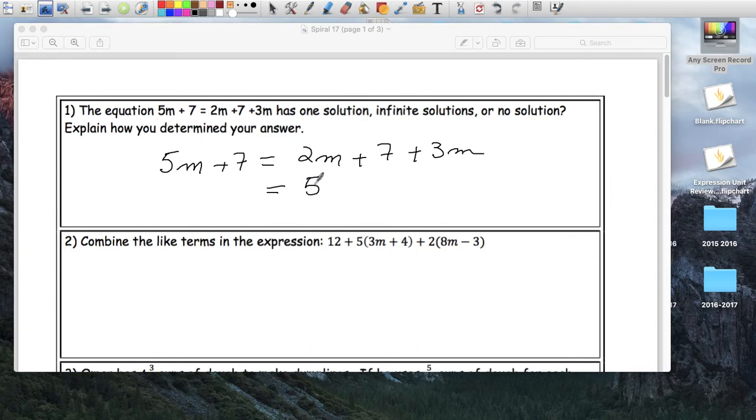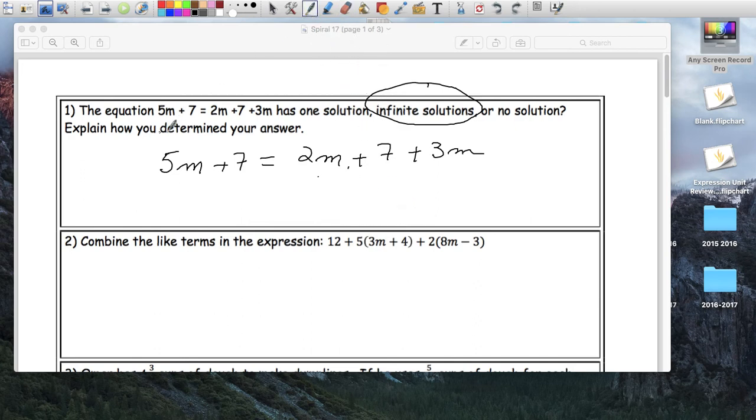So I could have rewritten the right side as 5m plus 7, and now I know that the left side, which is 5m plus 7, and the right side, which is also 5m plus 7, are equivalent. If you remember from the discussion that we had in class, if both expressions, the one on the left and the one on the right, are equivalent, you're going to have infinite solutions. Okay, and to prove it, I'm going to erase this.